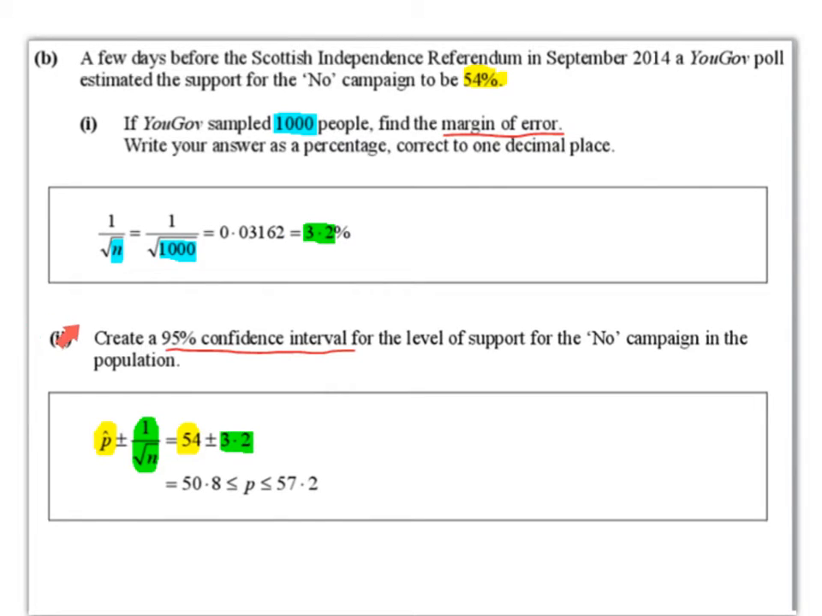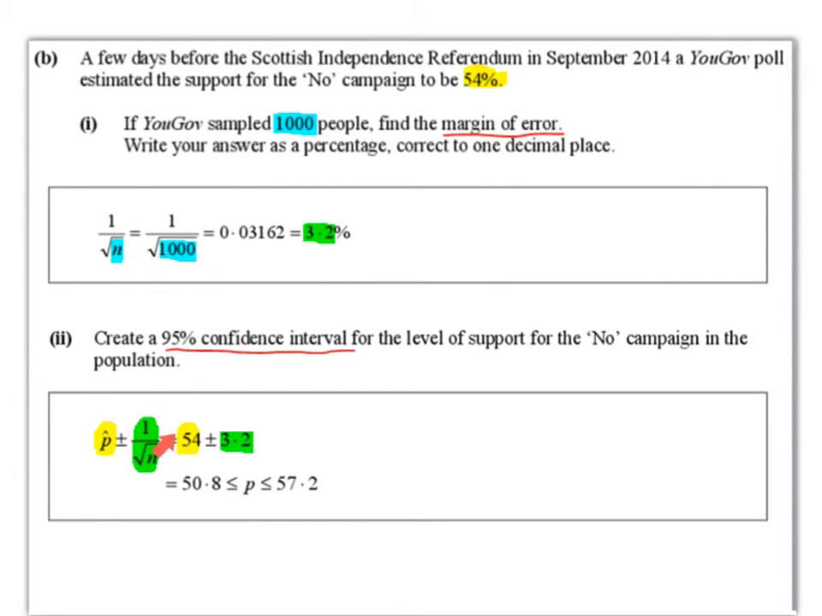Part 2, create a 95% confidence interval for the level of support for the No campaign in the population. So that's going to be p hat plus or minus 1 over root n, which is the margin of error. So p hat is our percentage, our 54%, which was given in the question. And we add and subtract our margin of error, which was 3.2%.